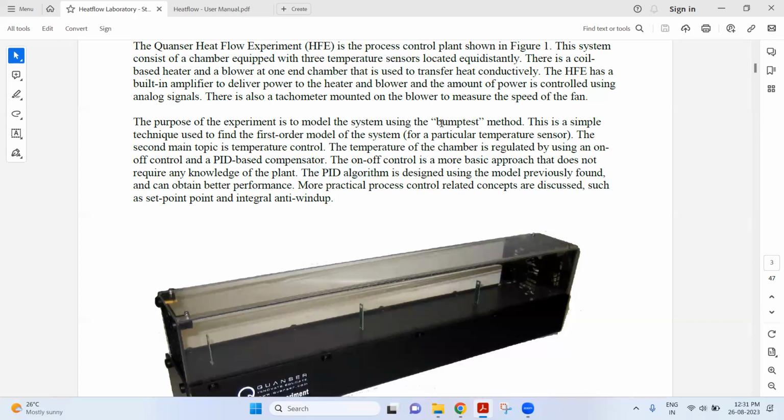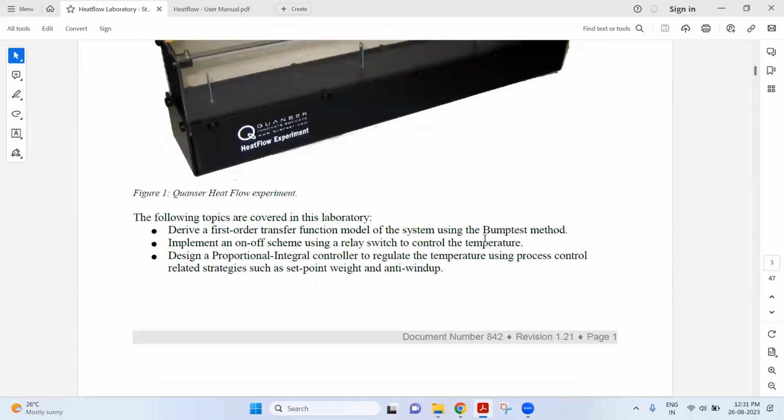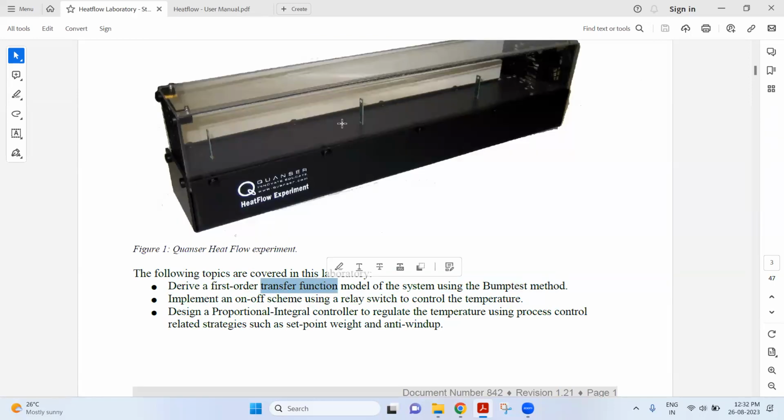I'll tell you now, and you'll understand what this bump test is. I'll go down and explain it more. What are the things we should know here? In this laboratory, first, derive the first order transfer function of the model using the bump test. So we need to create a transfer function, a model for this using this method.